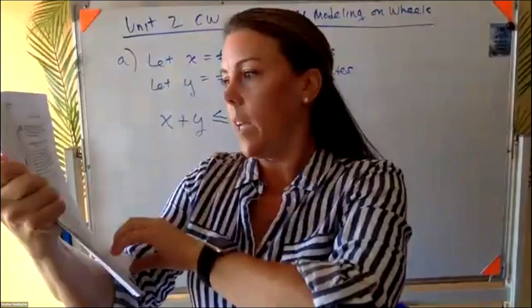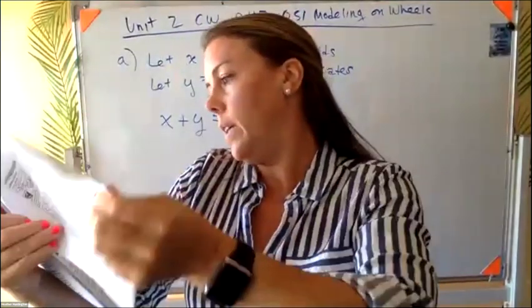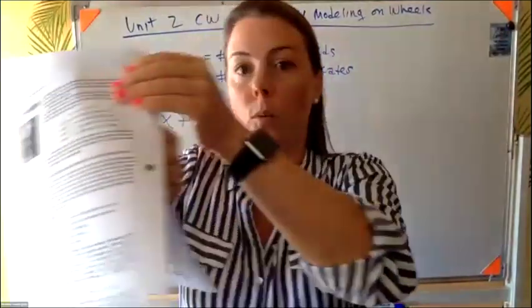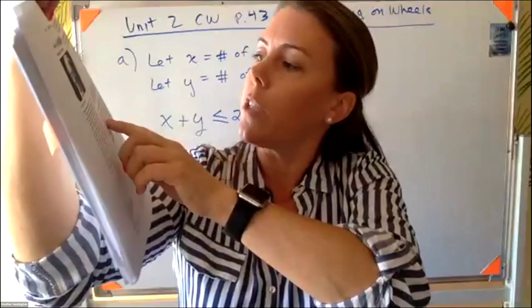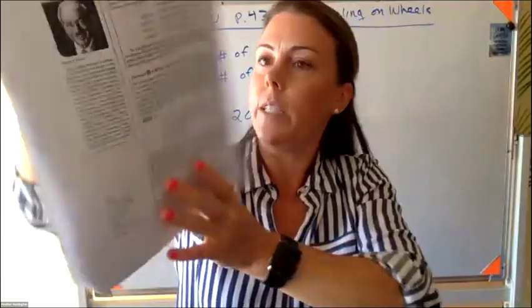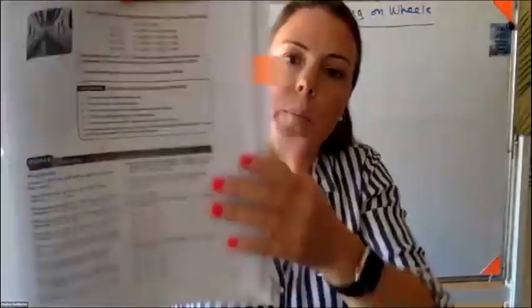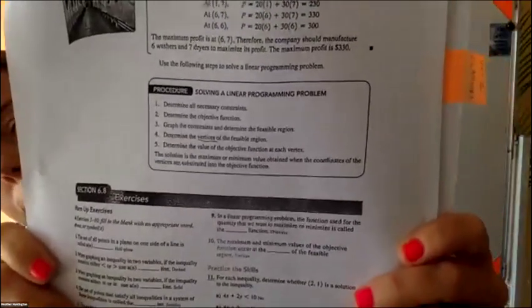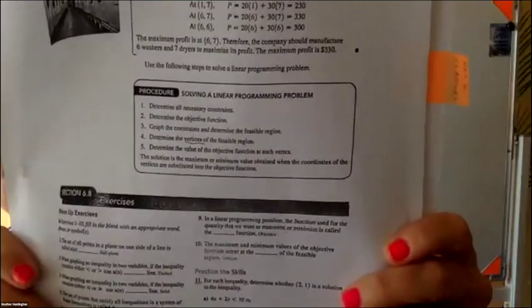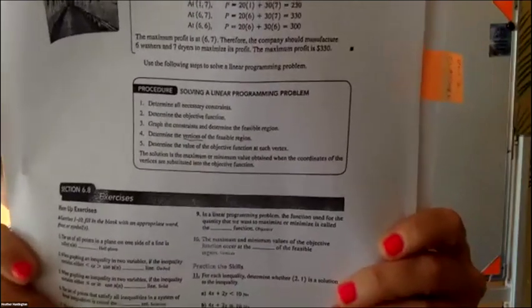So there's one example, example 7 there, and then there's another one on the back, example 8. This one is washers, dryers, maximizing profit. And then just at the very back, it has this procedure for solving linear programming, just like old school textbooks offer it. I love it.